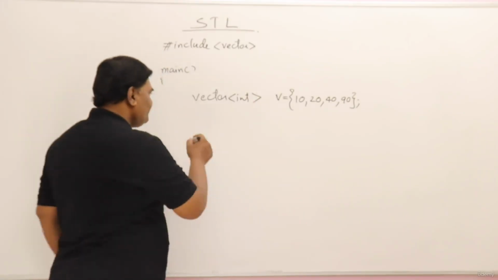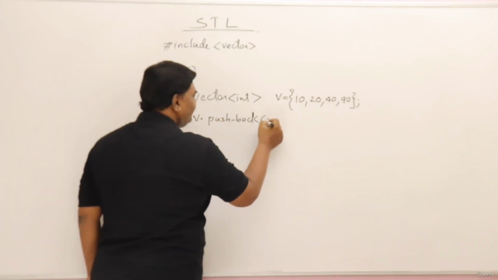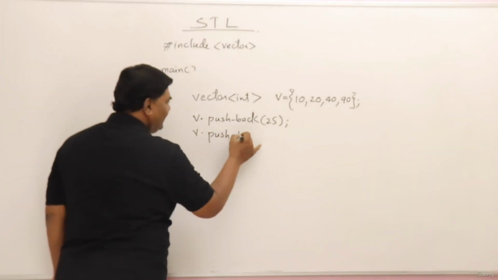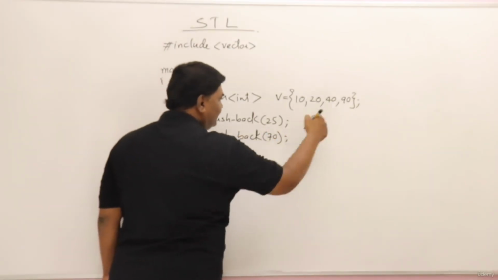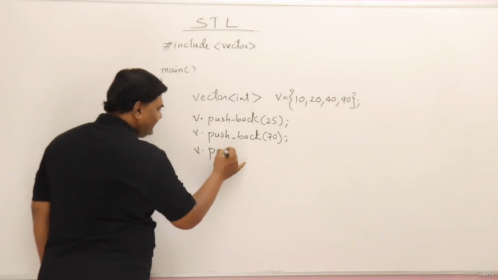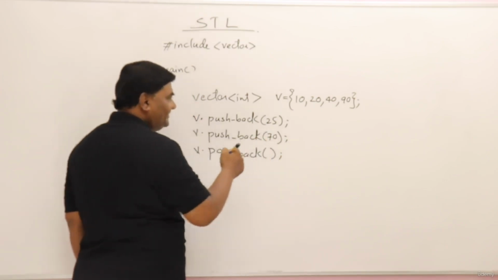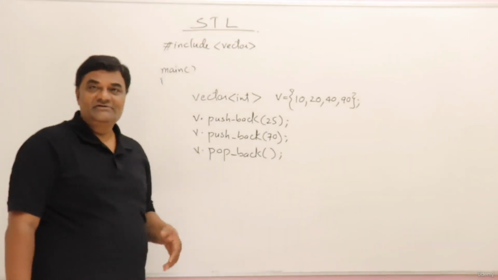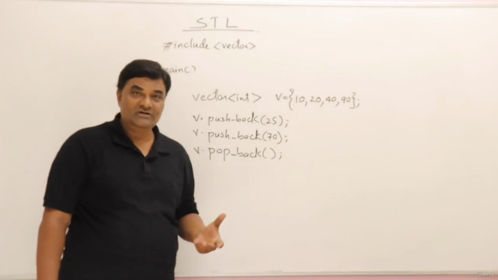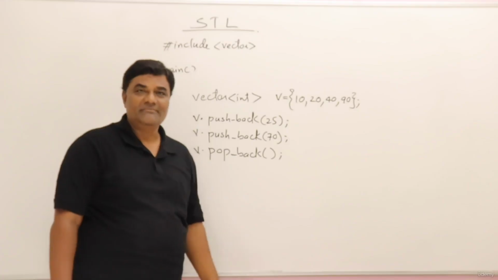Now beyond this, if I have to insert more values, then I can say v dot push back 25. 25 will be added after 90. Then v dot push back 70. 70 will be inserted at the end. Suppose I want to pop out some value, so I can say pop back. So the value will be removed from the last, that is 70 will be removed. So that's it. I can use other functions like insert and remove. I can use other operations also that I will show you when I write the program.